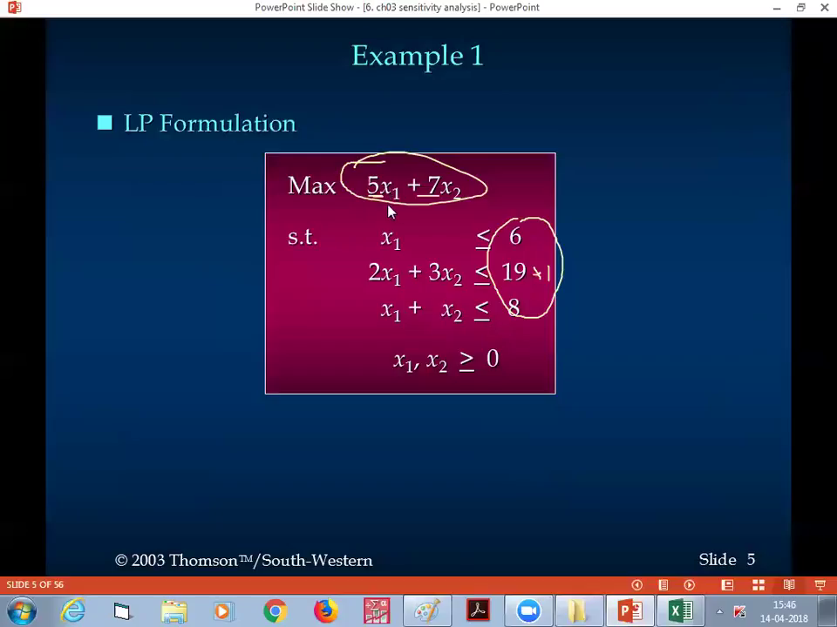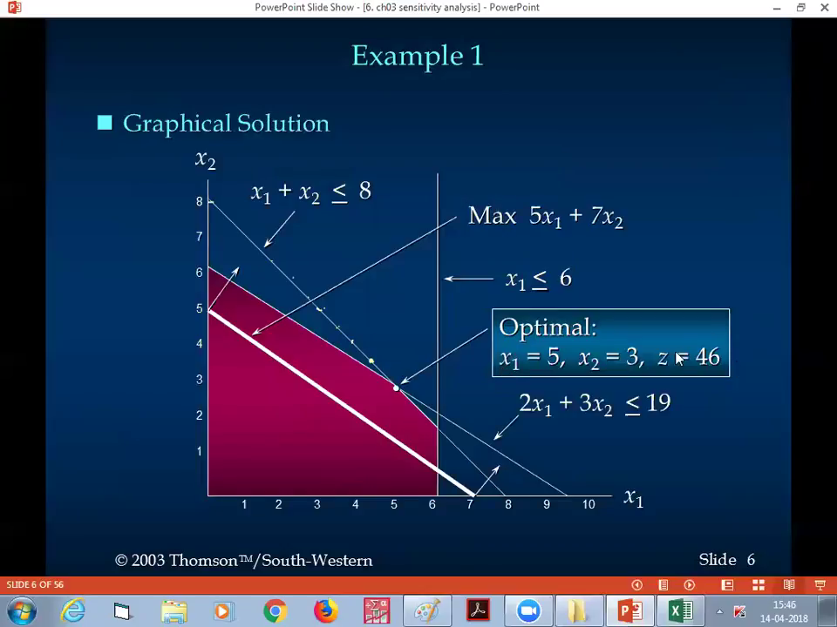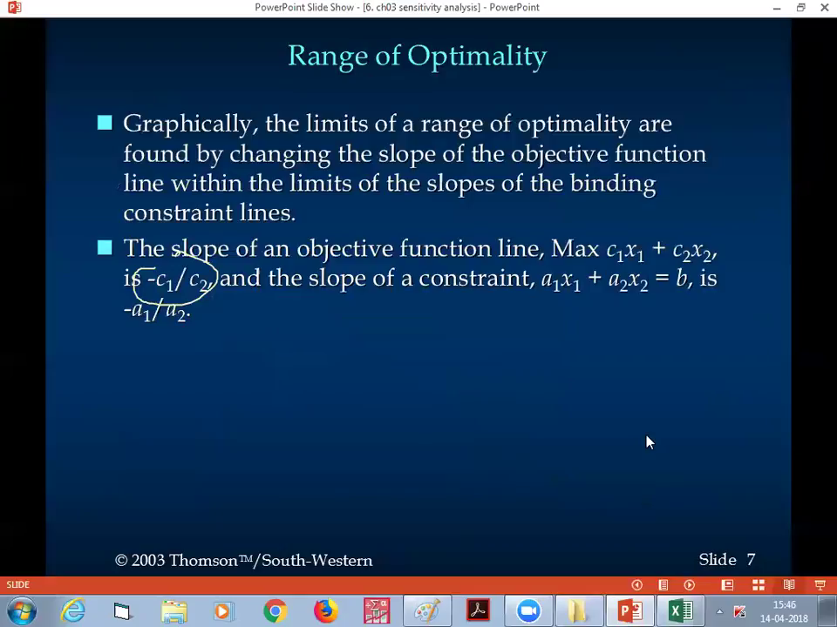Right? And so now put that intersection point here. 5 times 4 plus 7 times 4 is 20 plus 28, which is 48. The earlier solution was 46. Now by changing that, we've increased the optimal objective function value by 2. So the dual value is 2.